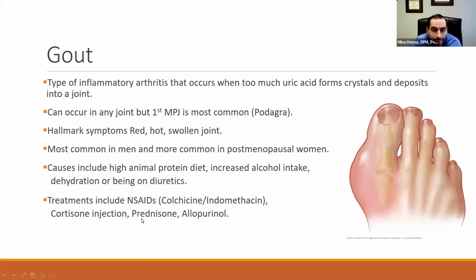Some of the treatments include anti-inflammatories; colchicine and indomethacin are the most commonly used. We could do a cortisone injection, or you could take prednisone. And another treatment is allopurinol.